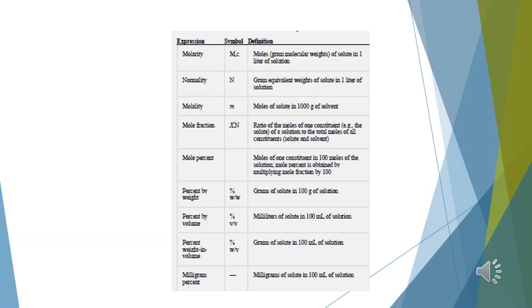Now moving to other expressions, which are very important for us: the percent by weight, W/W, the percent by volume, V/V, or the percent weight in volume, W/V. In the case of the percent by weight, it's the grams of solute in 100 grams of solution, that's the first definition, and the percent by volume is the milliliters of solute in 100 milliliters of solution.